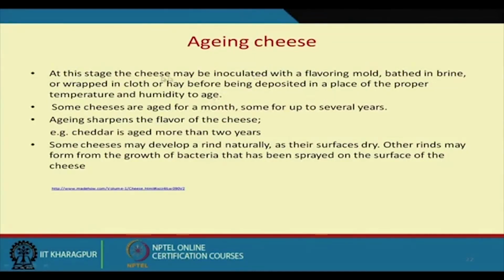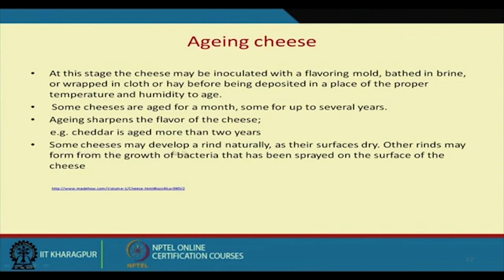At this stage the cheese may be inoculated with flavoring mold, bathed in brine, or wrapped with cloths or hay before being placed in a place of proper temperature and humidity. Some cheeses are aged for a month, some up to several years. Aging sharpens the flavor of the cheese. Cheddar is aged more than 2 years.